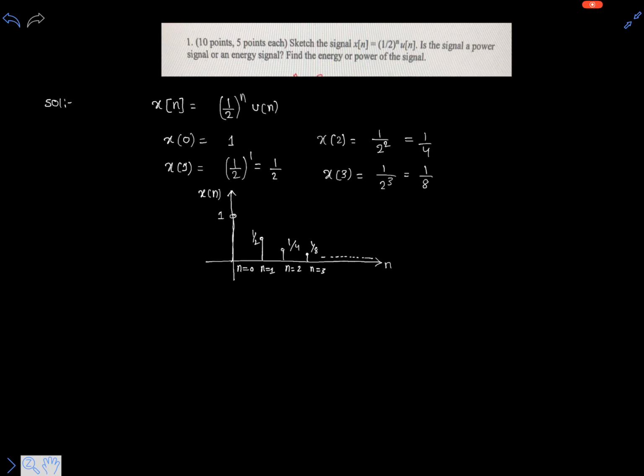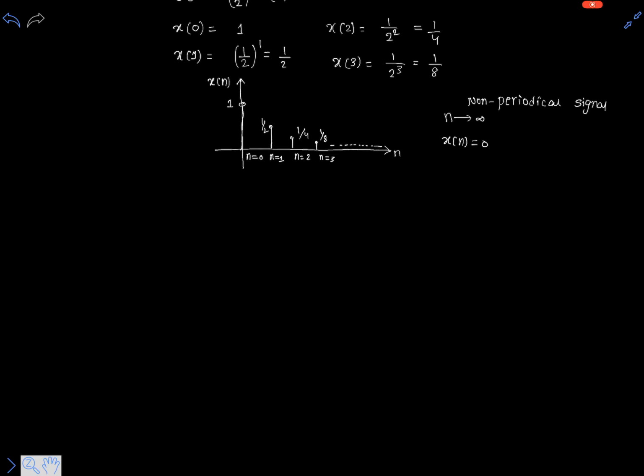So clearly by looking at this plot, we can tell the very fundamental thing is that this signal is not a periodic signal, and as n tends to infinity, x of n becomes 0. These two observations we can make: it is a non-periodic signal, and as n tends to infinity, x of n is 0. So clearly, as it is a non-periodic signal, we can tell this is an energy signal.